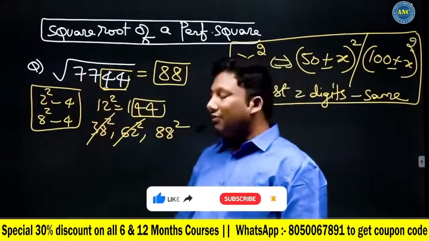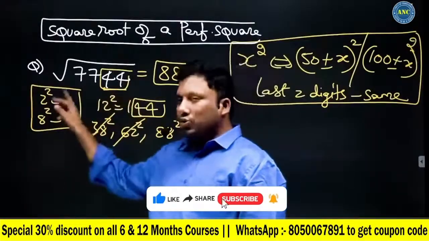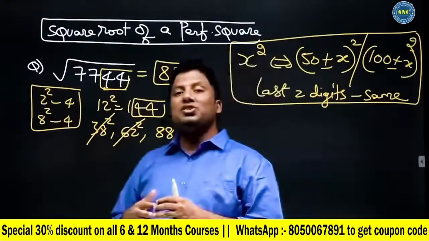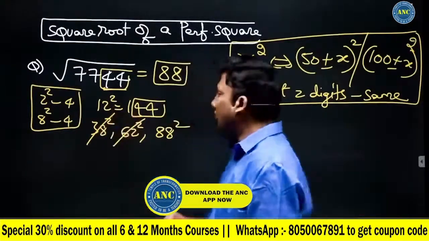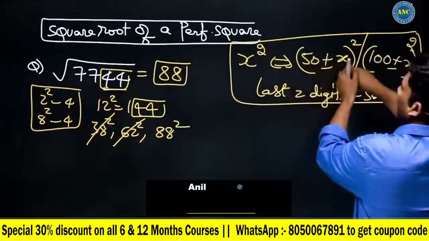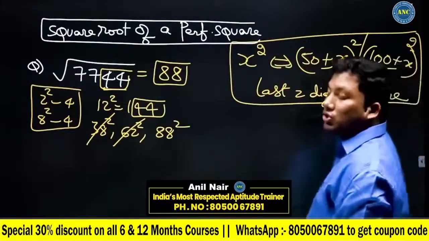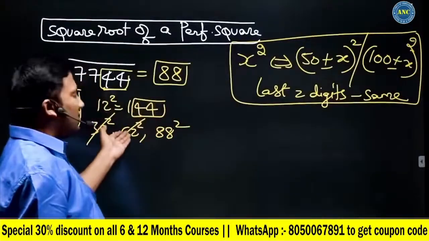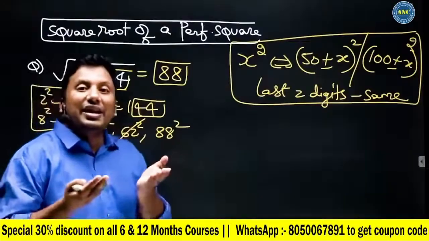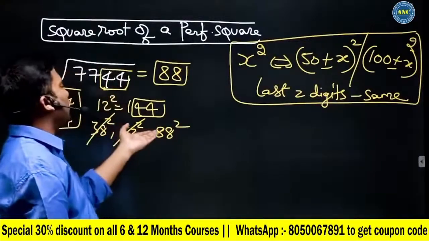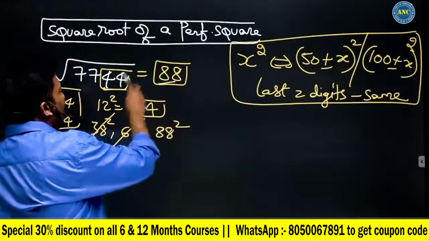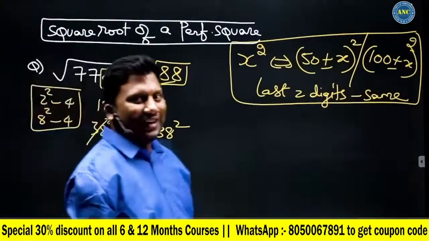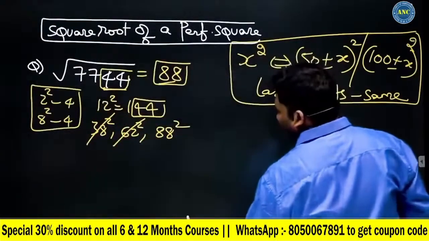So root of 7744. It is ending with 4. 2 square is 4, 8 square is 64. Last two digits it is 44. Which number on square I'll get 44? 12 square is 144. X is 12. 50 plus 12, 62. 50 minus 12, 38. 100 minus 12, 88. So 38 and 62 are around 7,700 square... 80 square is 6,400. Answer should be greater than 80. Only option is 88 square. 7744 is 88 square. Square and square root both are cancelled. Answer will be 88.